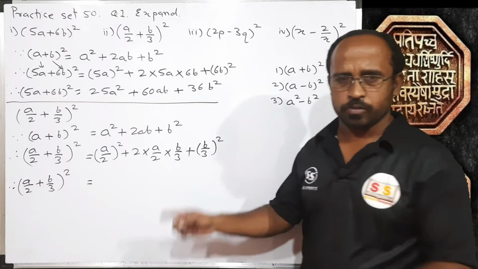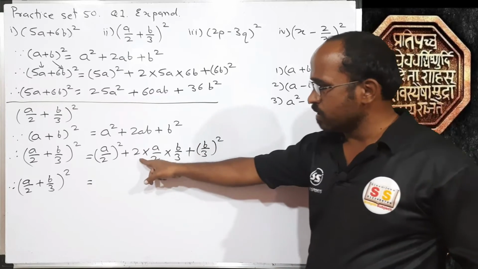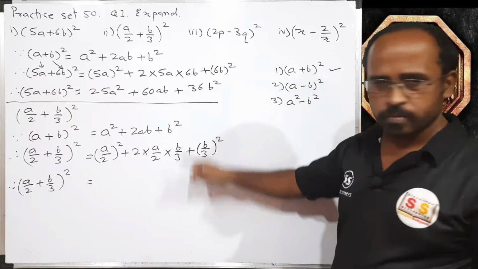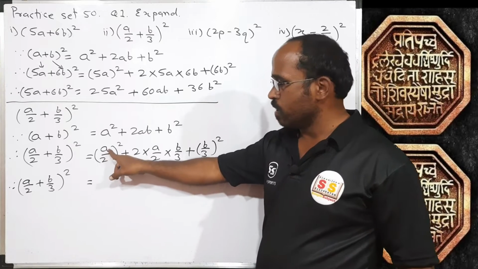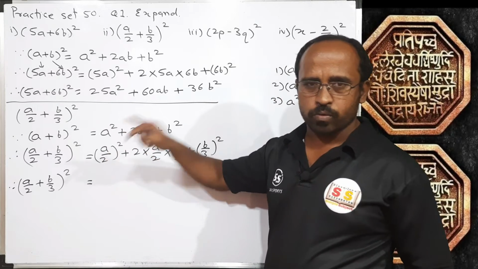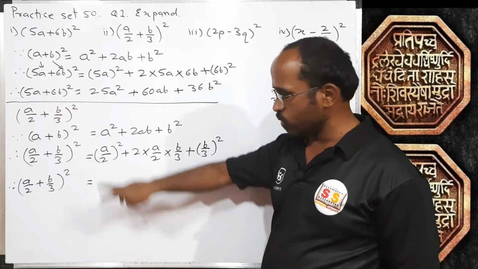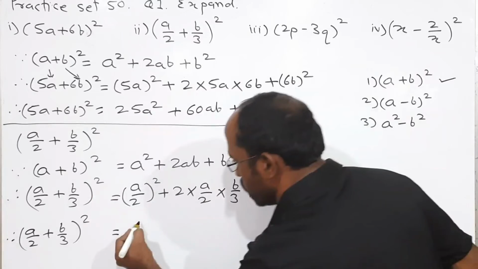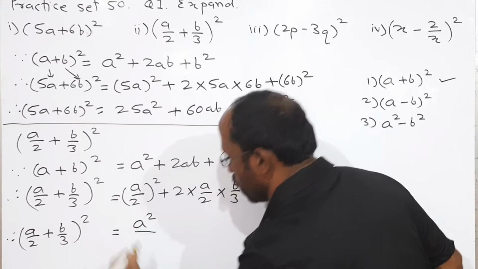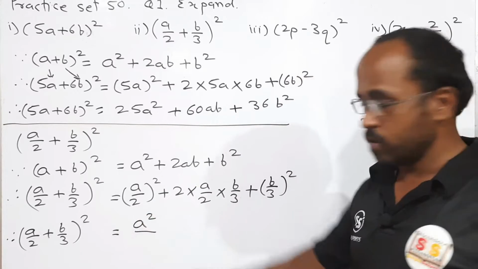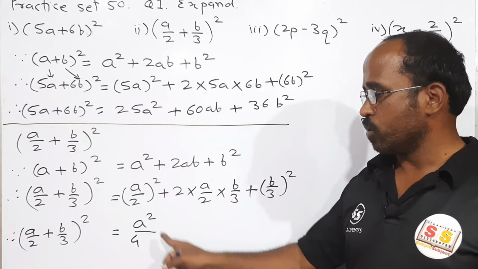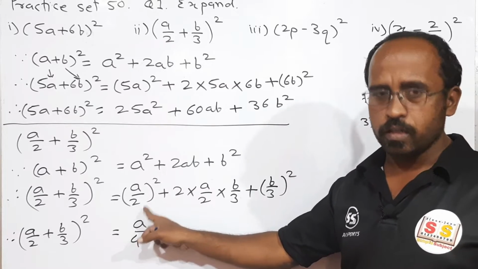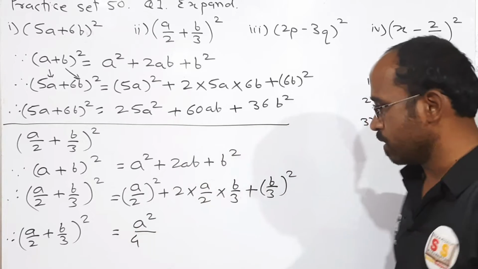So a upon 2 plus b upon 3 square is equal to... All of the examples are possible to solve within these two steps only. First step is just write the formula. So a upon 2 square, whenever we are squaring a fraction we have to square the numerator also and the denominator also. So a square upon 2 square is equal to 4. So please remember this thing.